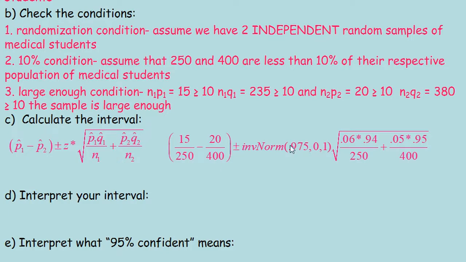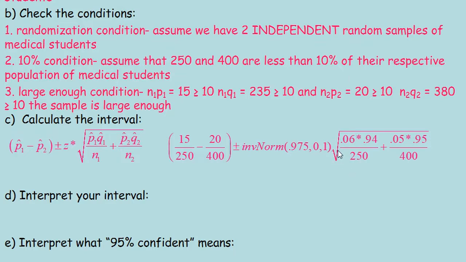So this is what you're supposed to show as your work. You are supposed to write this down. The Z star is the same as always. For the Z star, you're going to be doing inverse normal. And then remember, this was a 95% confidence interval. So even though it's 95% confident, you're supposed to do 0.975, comma 0, comma 1, because you're supposed to add the lower tail of the interval.